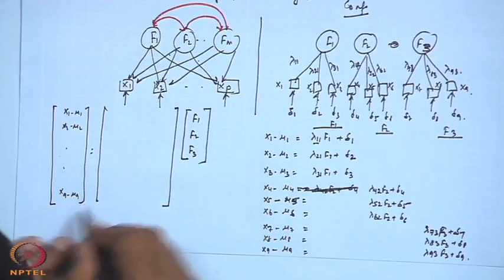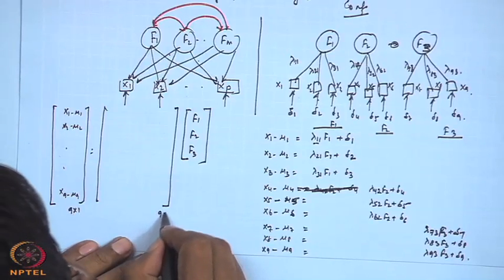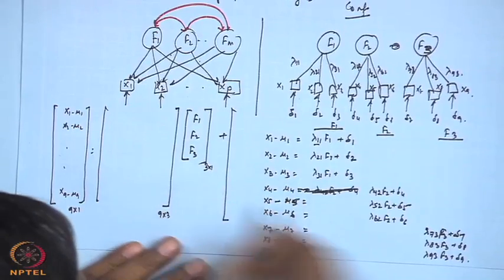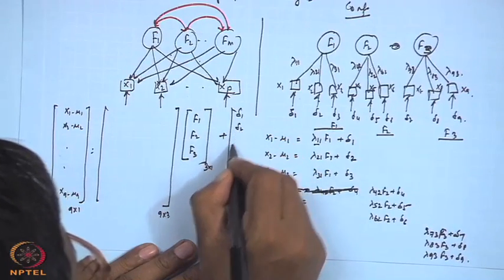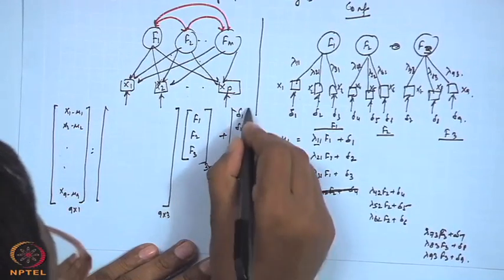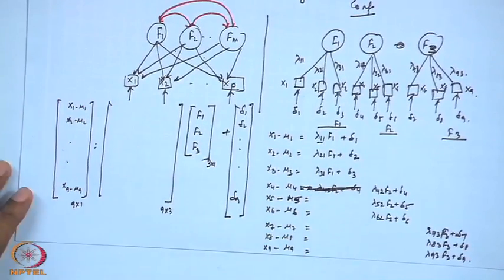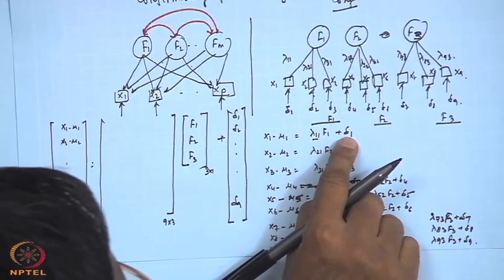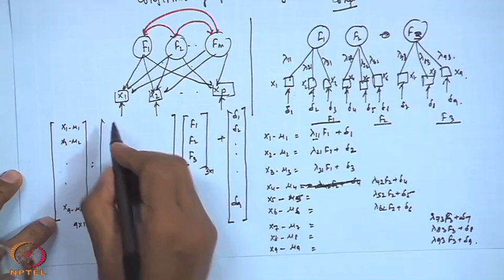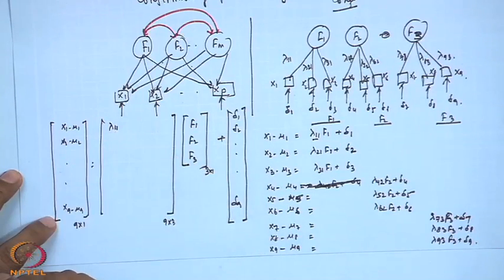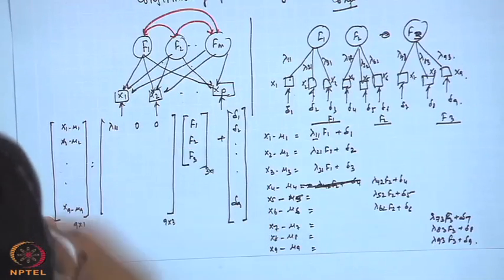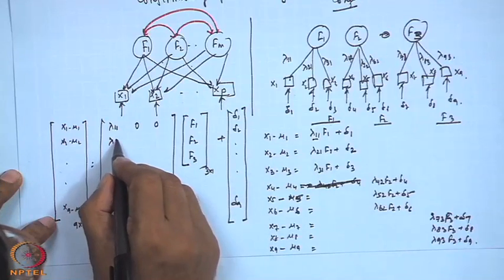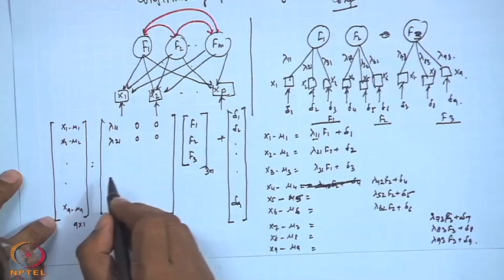So, this one is your 9 cross 1, this will be 9 cross 3 and 3 cross 1, plus your delta will be delta 1, delta 2, so delta 9. This is the case. So, what I want is x1 minus mu1 equal to lambda 1 f1 plus delta. So, lambda 1, f1 is there here, 1 1. What will happen? 0. Then lambda 2, 1 0 0.